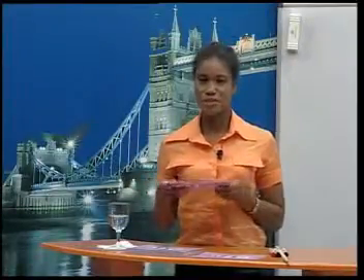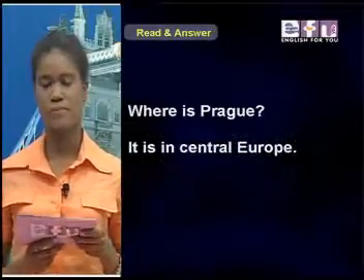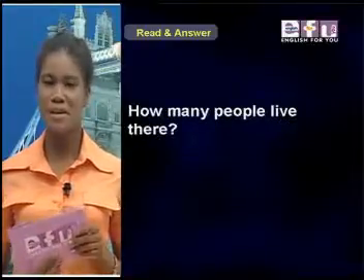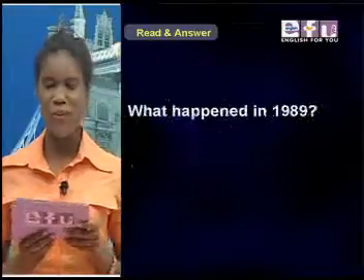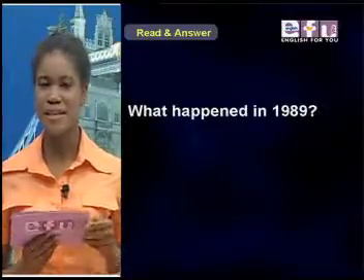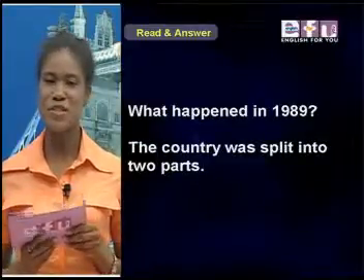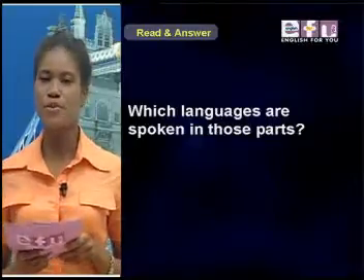Now check your answers. Where is Prague? It is in Central Europe. How many people live there? 10 million. What happened in 1989? The country was split into 2 parts.